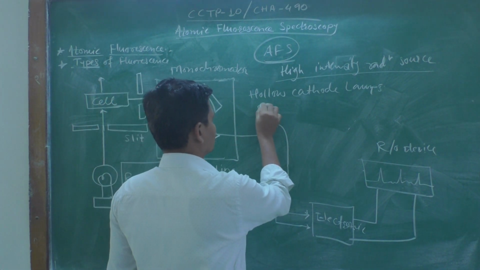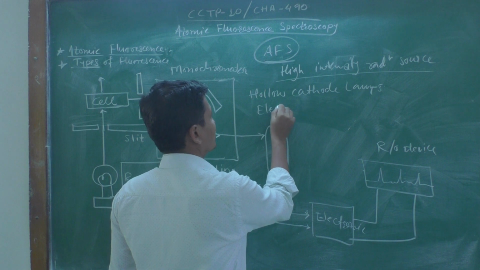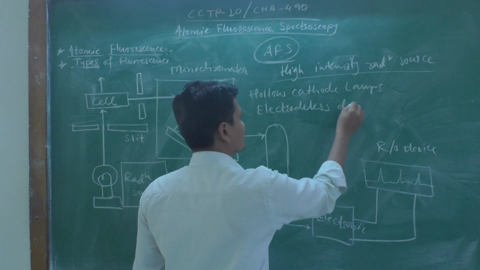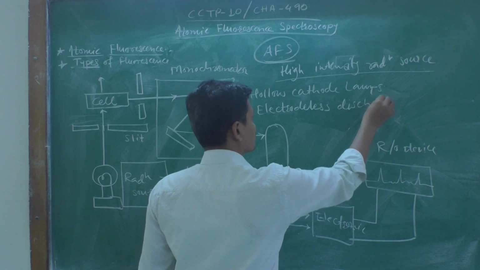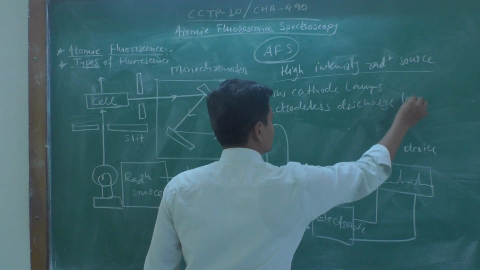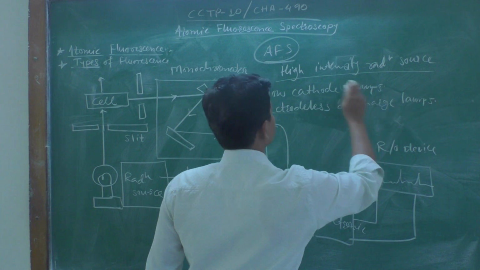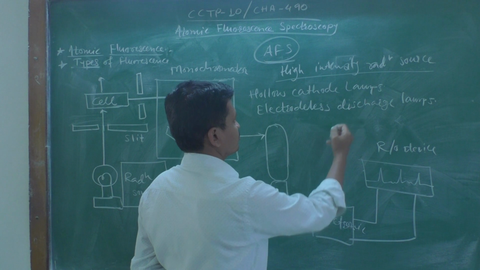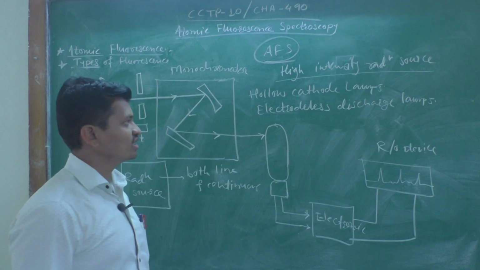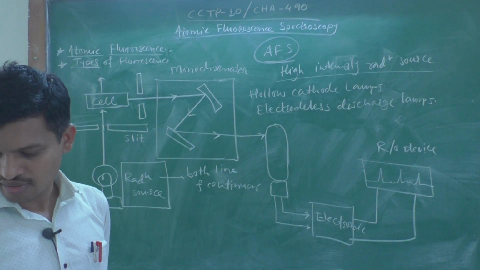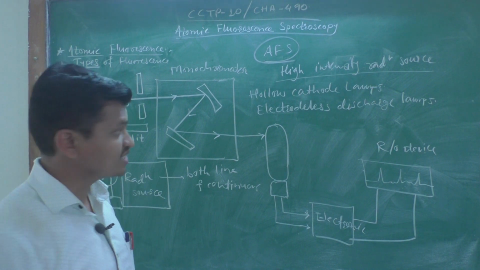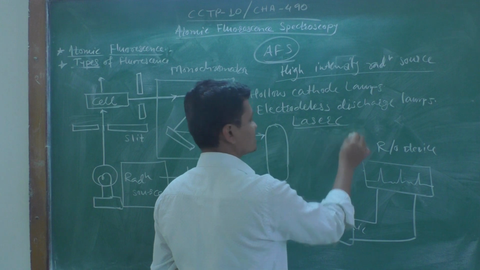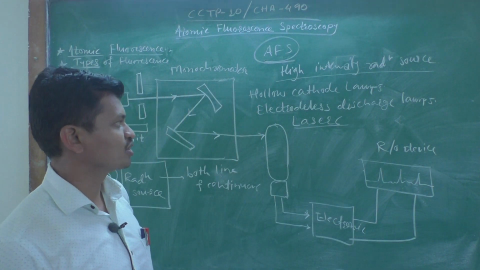Then the second type is electrodeless discharge lamps. Electrodeless discharge lamps can also be used in these AFS instruments. Then hollow cathode electrodeless discharge lamps. Then lasers, the most important are lasers. Lasers can also be used in the AFS spectrophotometer.